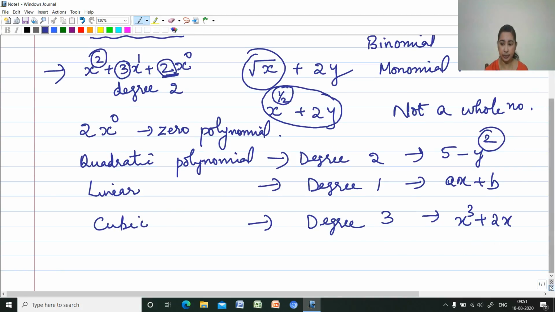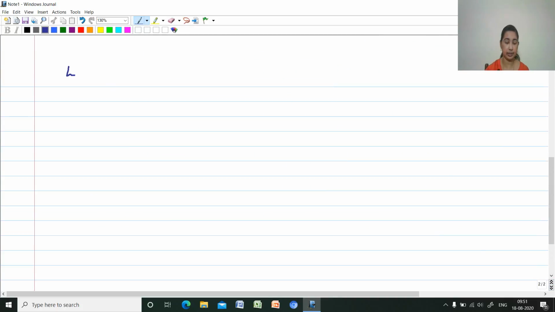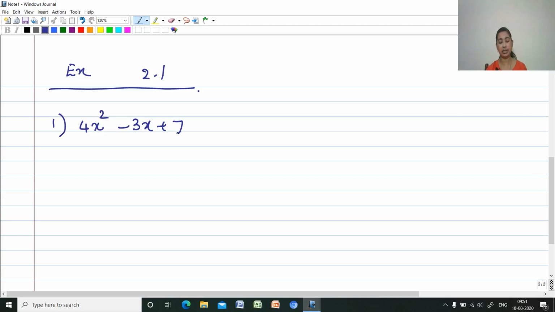In the exercise questions, exercise 2.1. First question is, which of the following expressions are polynomials in one variable and which are not? State the reasons for your answer. First question given here is 4x square minus 3x plus 7. We have to check whether it is a polynomial. It is a polynomial. What is the reason? The powers are all whole numbers. So that's the reason you have to write.